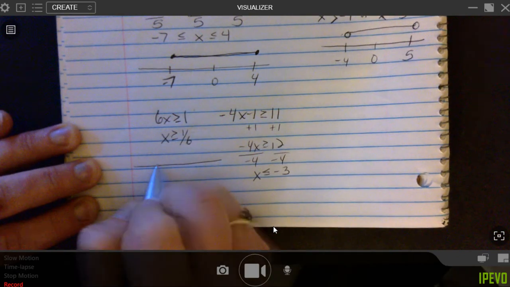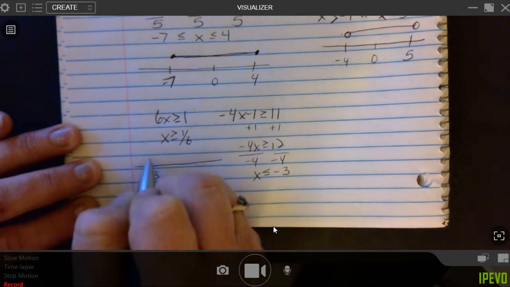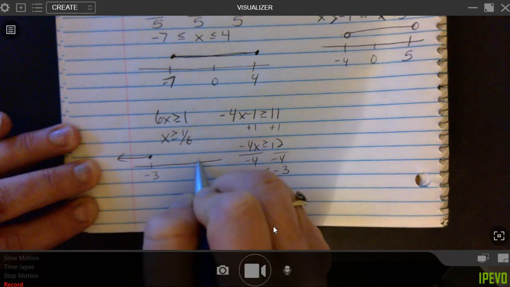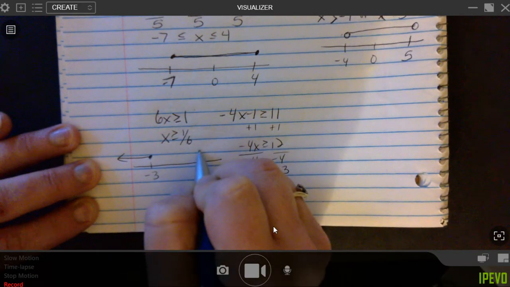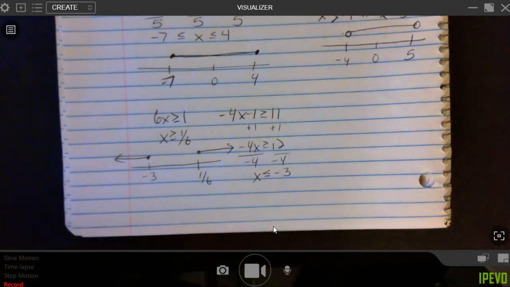When you put this on a number line, you will see, I'm running out of time, they're going opposite directions. 1/6, so they go opposite directions. Phew.